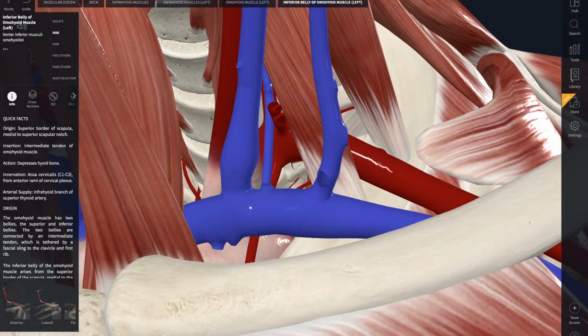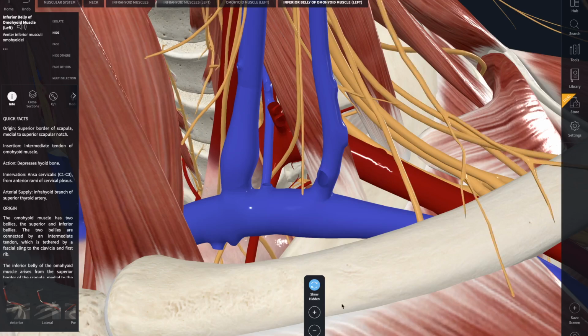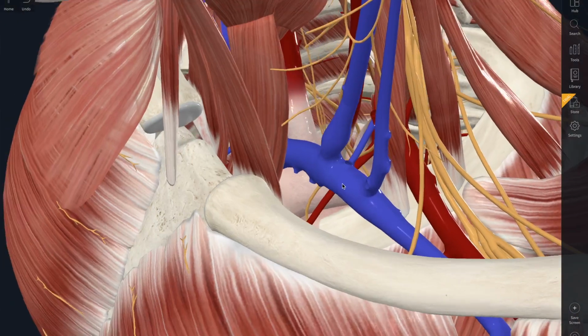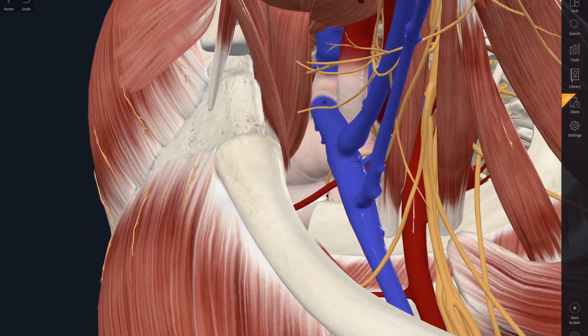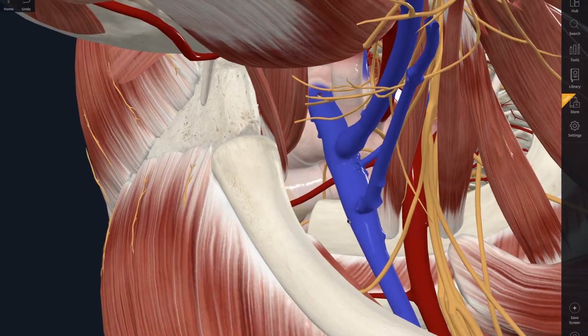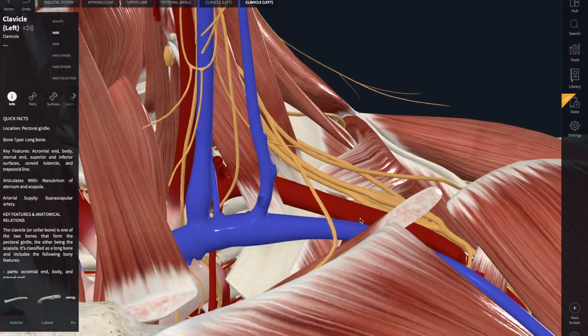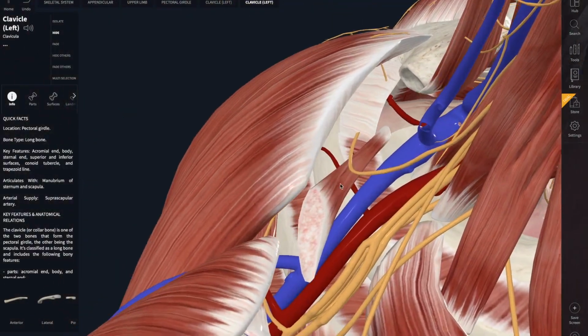Okay, never mind. I'll just add the basics. So let's make it easy, because I'm trying to make it as easy as possible. Now, what is the limitation of the root of the neck? By the way, this is the clavicle. Let's remove the clavicle to make things a bit easier.